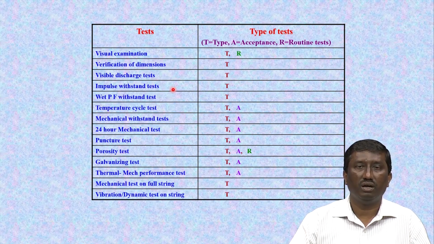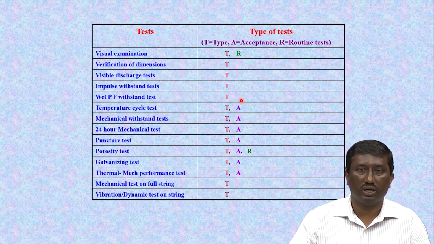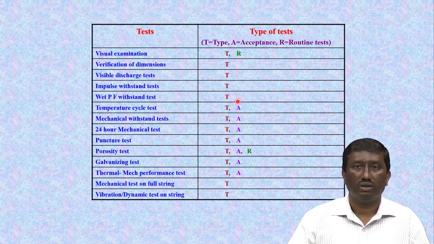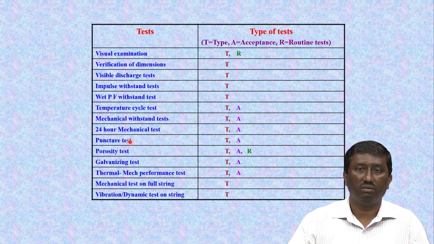Similarly, impulse withstand, it may be a lightning impulse or a switching impulse, comes under the type test category. Then wet flashover power frequency withstand or dry power frequency withstand again comes under the category of type tests, which are to be conducted in recognized laboratories, in the presence of the manufacturers and the utility personnel. Then the temperature cycle test again falls in both categories, the type test as well as the acceptance or sample test. Mechanical withstand falls in two categories, type and acceptance. Then the 24-hour mechanical test, similarly, is both type and acceptance. We have the puncture test for the insulators, which falls in both acceptance and type test.